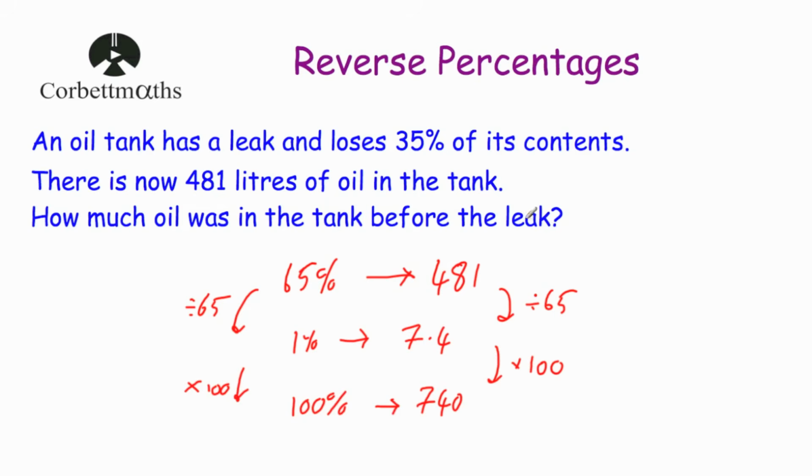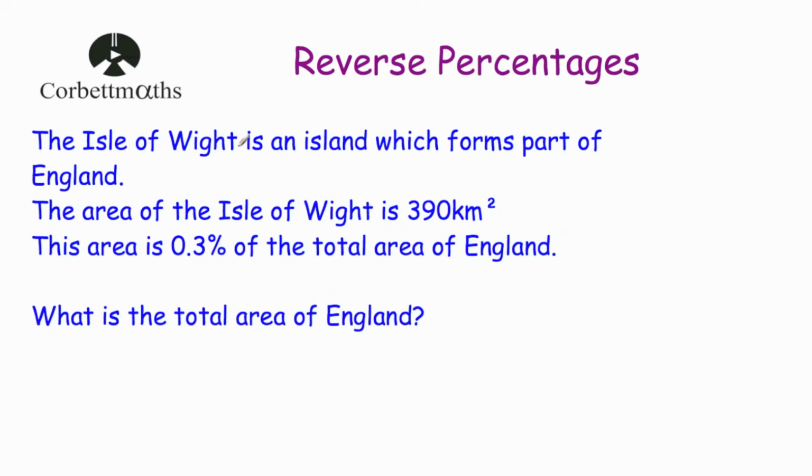So how much oil was in the tank before the leak? 740 litres. Okay, let's have a look at one more example. So our next question says, the Isle of Wight is an island which forms part of England, and the land area of the Isle of Wight is 390 square kilometres, and this area is 0.3% of the total area of England. What is the total area of England?